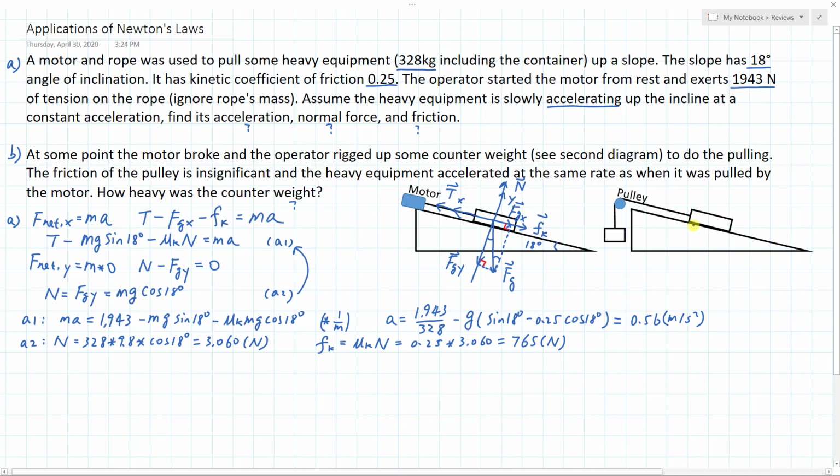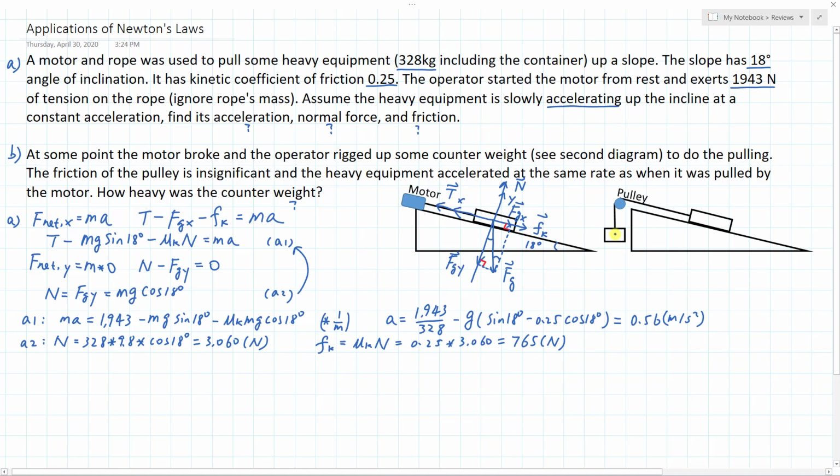For this, this is not supposed to change because the operator wanted to create the same exact acceleration on the box. That means the tension is going to be the same exact thing. So the diagram over here is not going to change, except that over here is a different way to create that 1943 newtons of force. So I only have to draw a diagram here.